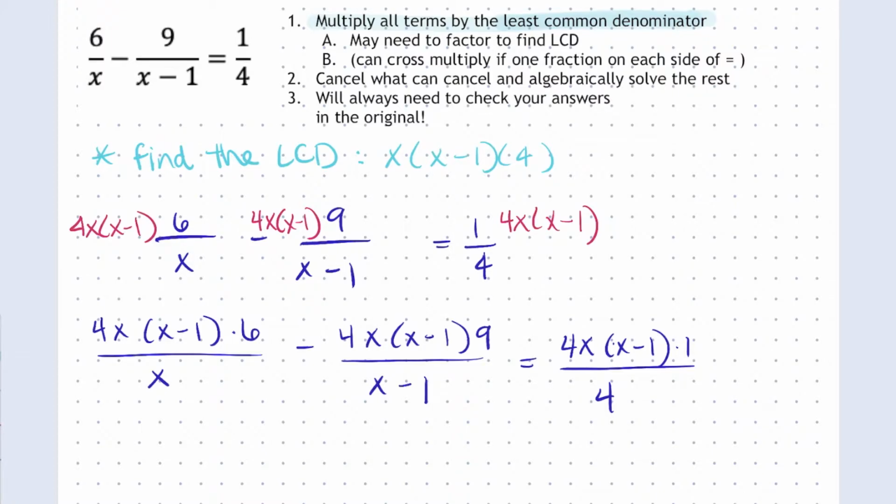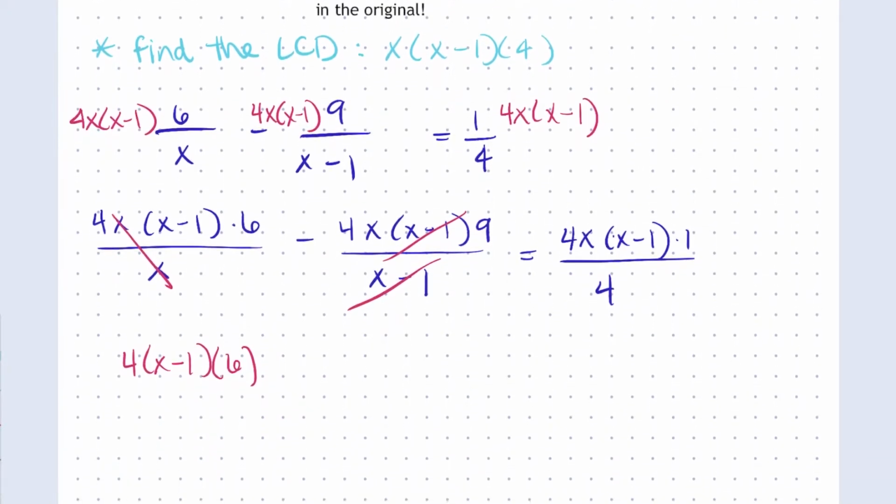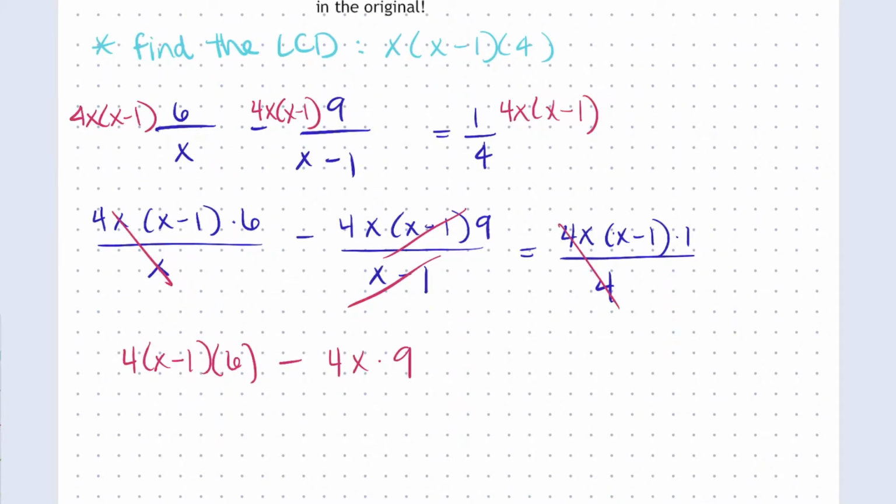Right? And you should be able to see, well, here I've got x divided by x, so those will cancel out, and I'll be left with 4 times x minus 1 times 6. Here I've got x minus 1 over x minus 1, so that's going to cancel, and I'll be left with 4x times 9, and then here 4 over 4 cancels, so I'm left with x times x minus 1 times 1. Right, now I can multiply out and simplify.